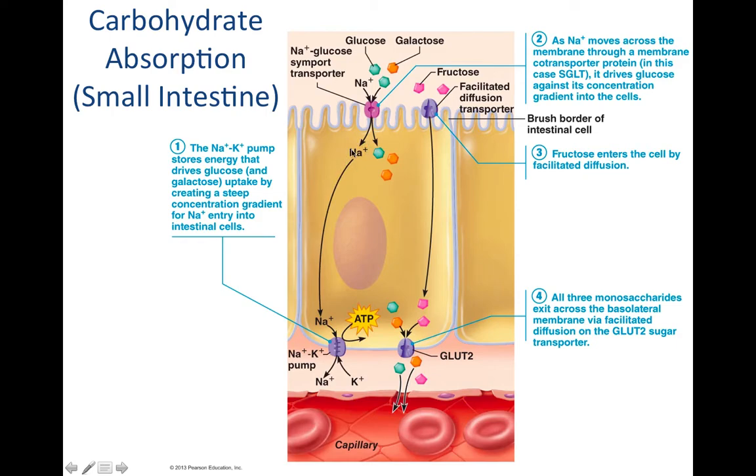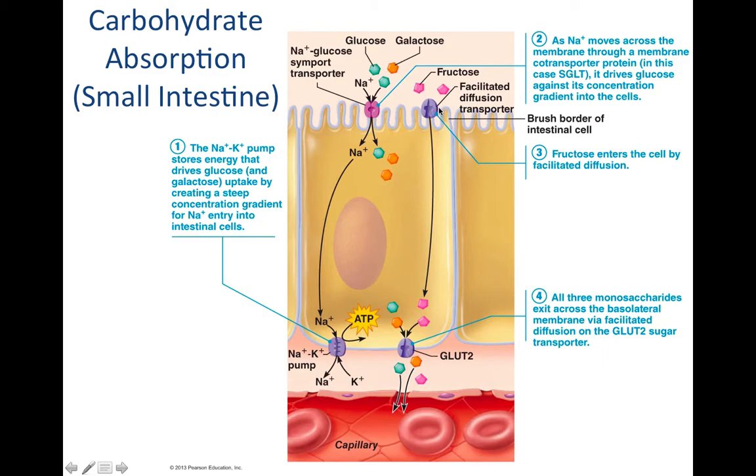So that's why it's a symporter. But if that sodium gradient gets messed up, then you're not going to be able to transport your glucose or galactose. So this sodium gradient that's established by the sodium-potassium pump down here on the basolateral side is very important. So as you move sodium in, you also move glucose or galactose. And then you also have facilitated diffusion that's possible for fructose.